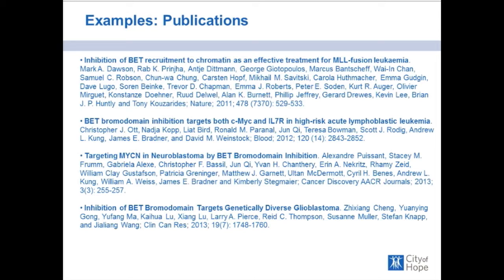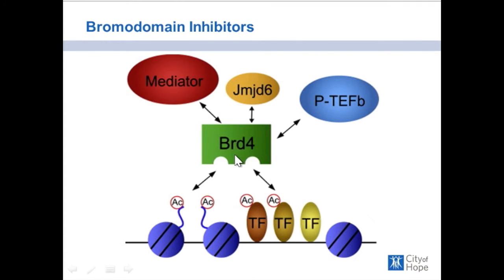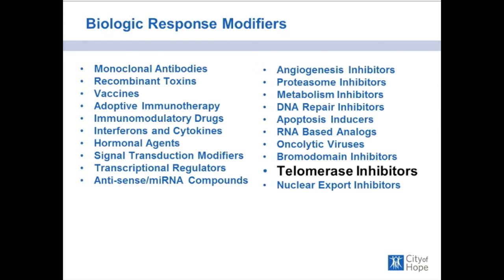Bromodomains, these are the newest kids on the block. You can see all the diseases they're effective against: leukemia, neuroblastoma, glioblastoma. Bromodomains are proteins that bind to specific acetylated groups on transcription factors, and they'll bring in other key molecules in order for genes to be transcribed. How they're actually working still remains a little bit of a puzzle, but they are working.